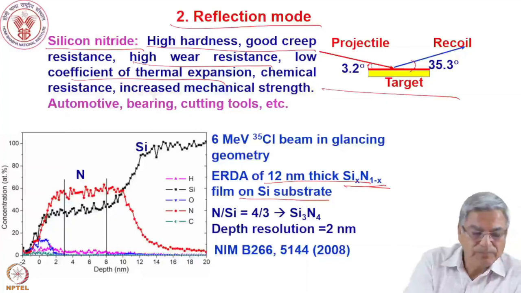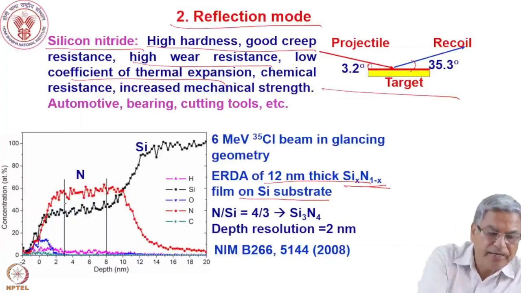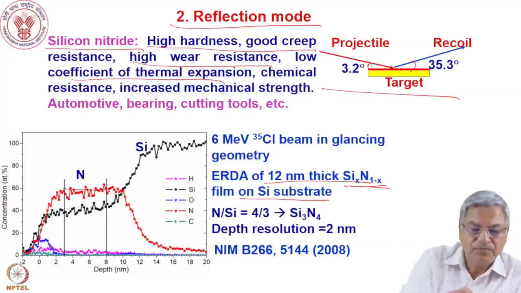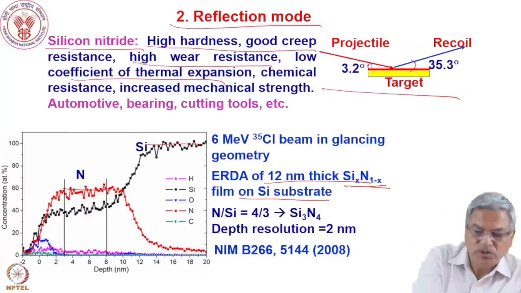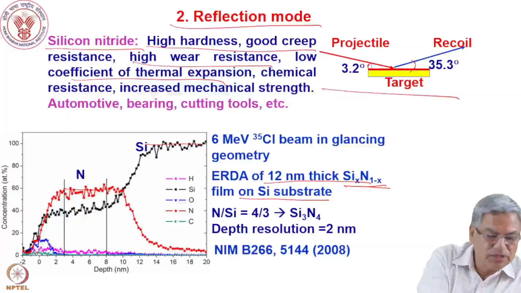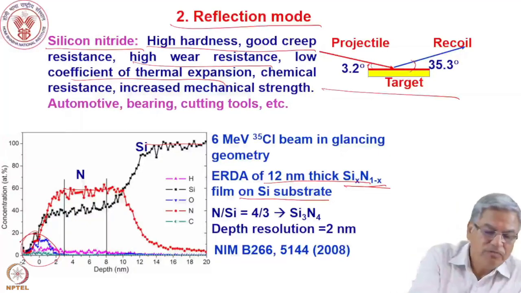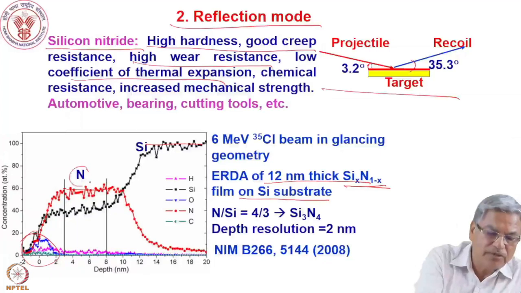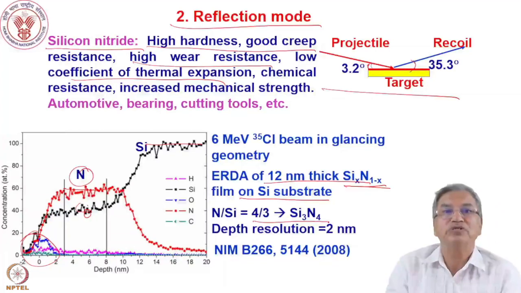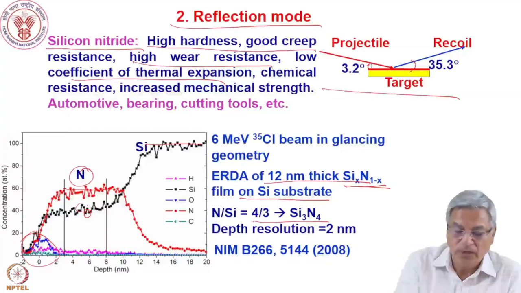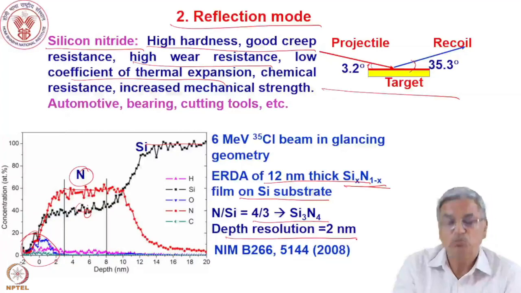But you can see here that you can get a flat concentration of nitrogen and silicon, and here is the bulk silicon, and you will see some impurities. These impurities are seen here, low Z impurities. And from the ratio of the nitrogen and silicon counts, they could find out that it is Si3N4 silicon nitride, with a depth resolution of 2 nanometers.